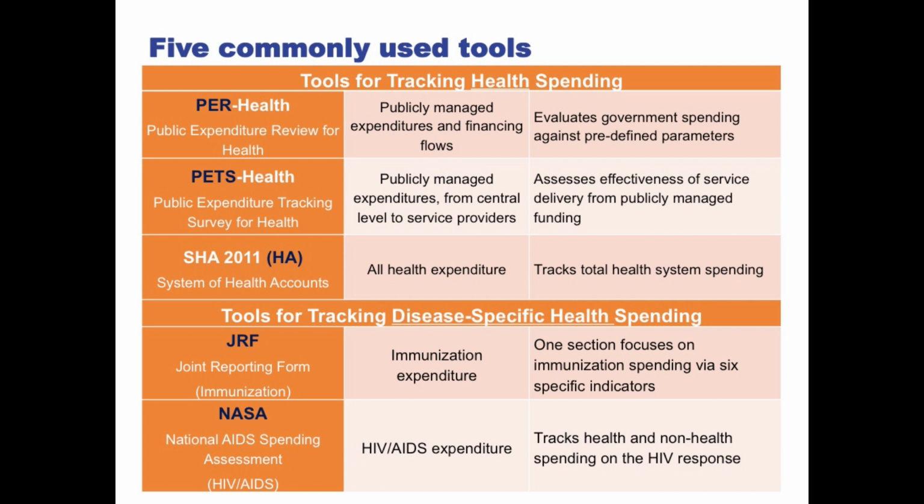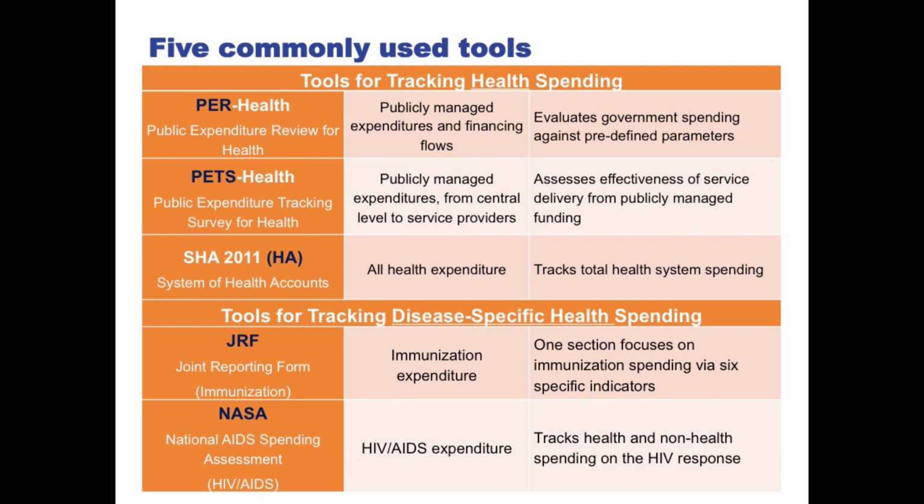So you'll see in this table 5 tools. The 3 at the top are for tracking general health spending, and the bottom 2 are disease-specific. The first tool mentioned in this table is the Public Expenditure Review for Health. The scope of this tool is publicly managed expenditures and financing flows, and the purpose of this tool is to evaluate government spending against predefined parameters of, for example, efficiency or effectiveness or equity.